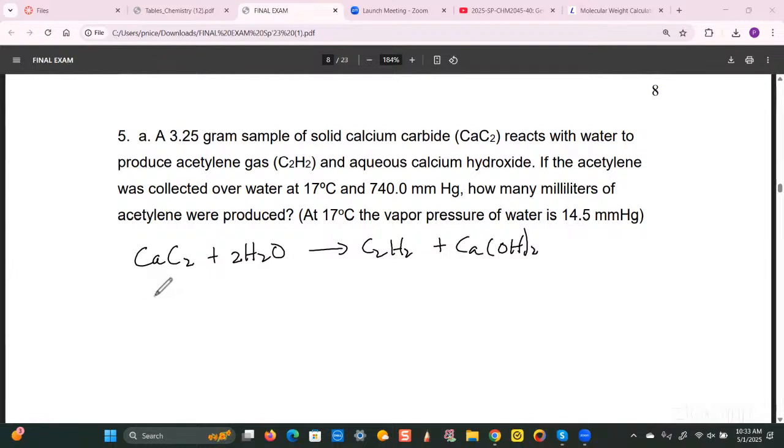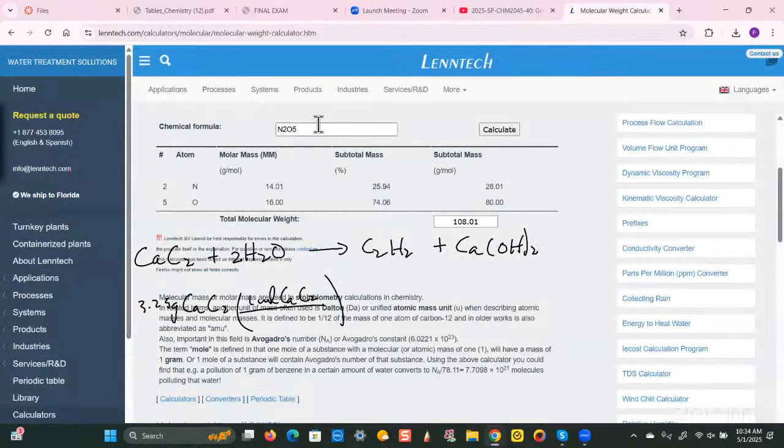So it says that you have 3.25 grams of calcium carbide. You have to convert that to moles. So you have 1 mole of calcium carbide over the molar mass. Again, I'm going to go to my calculator here. CaC2. So according to this, the molar mass is 64.10 grams of calcium carbide.